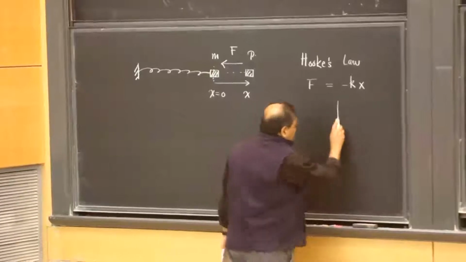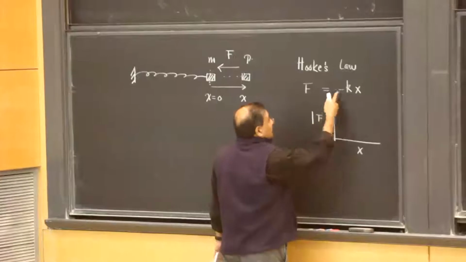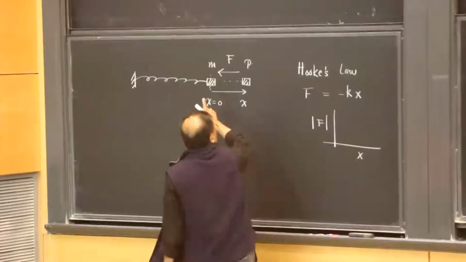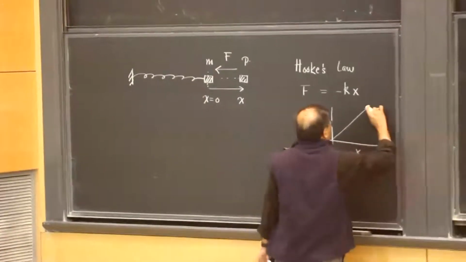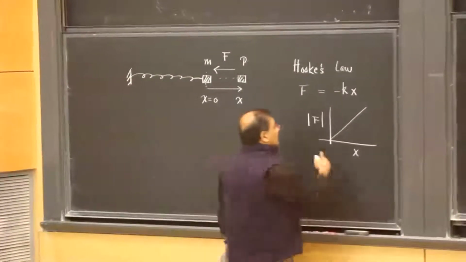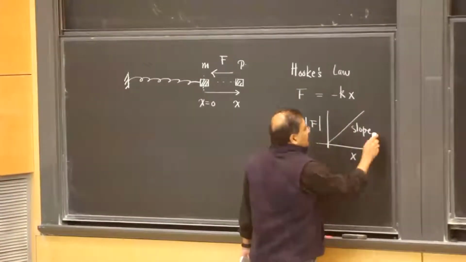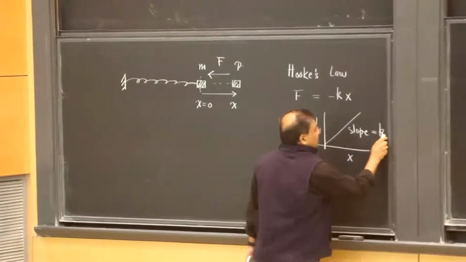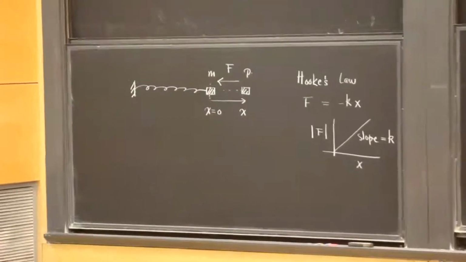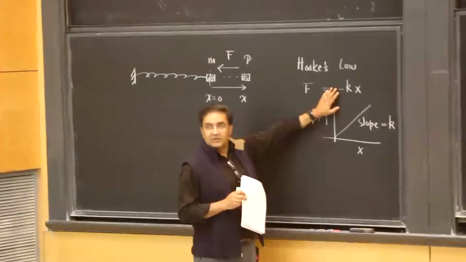So if I am to plot x versus the magnitude of the force, I don't take into account the sign, then at x equal to 0, there is no force. X equal to 0 would be here. And then as I turn on x, the force will increase. And naturally, if I depict it like so, then from the equation of a straight line y equal to mx, let's say, the slope will turn out to be the spring constant k, right? And the reason why I put in F modulus is because I am not taking into account the presence of this minus sign here.